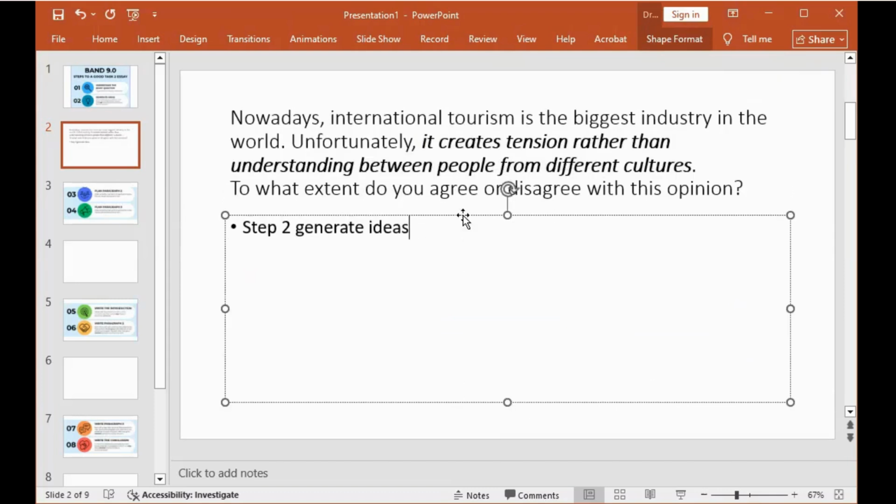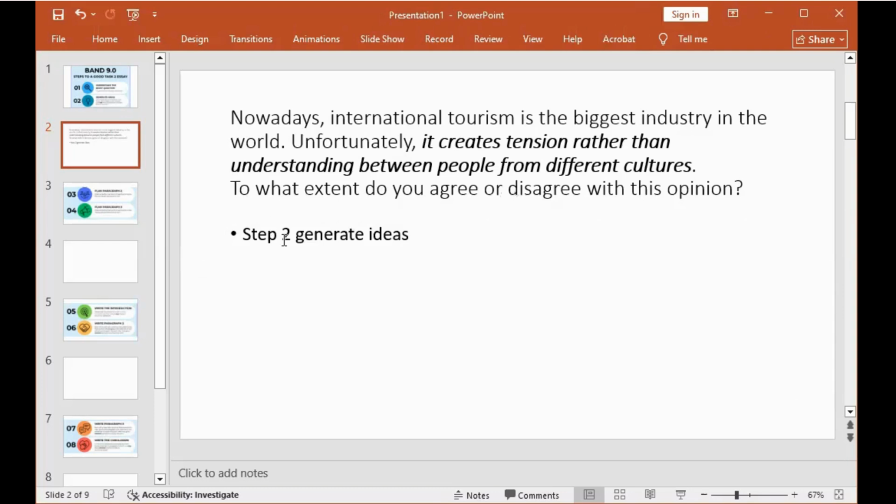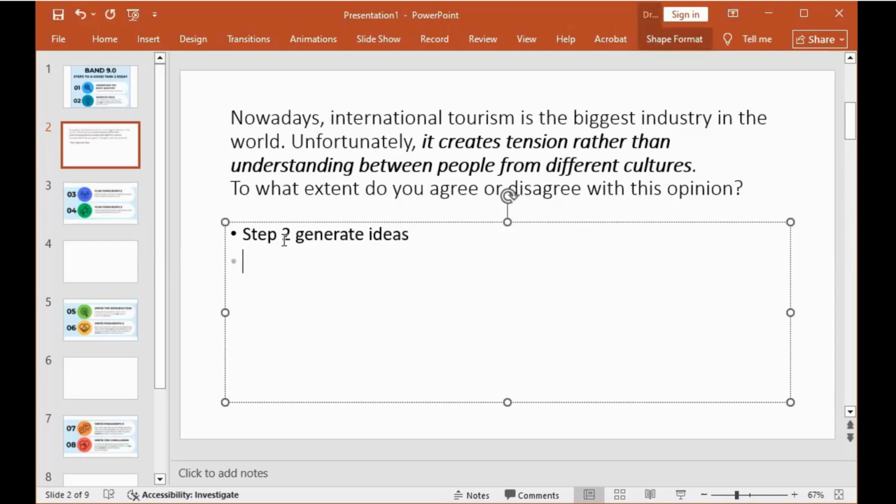So you look at your essay question and you ask yourself, what is the main thing here? My issue now is, does it create tension? If it's an opinion essay, I can either look at it from the angle of, yes, it creates tension, or I can look at it from the angle of, no, it doesn't create tension. Which one do you want to pick? Yes, it creates tension. All right. If you are saying it creates tension, that means you need to come up with about 4 or 5 reasons why you think it creates tension.